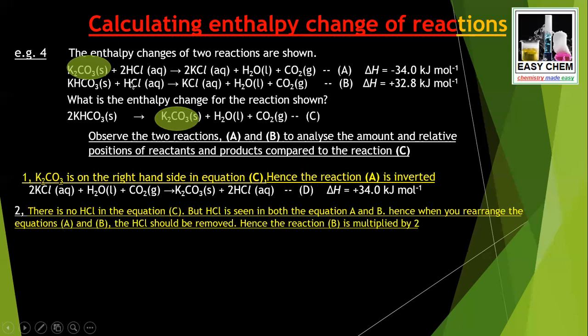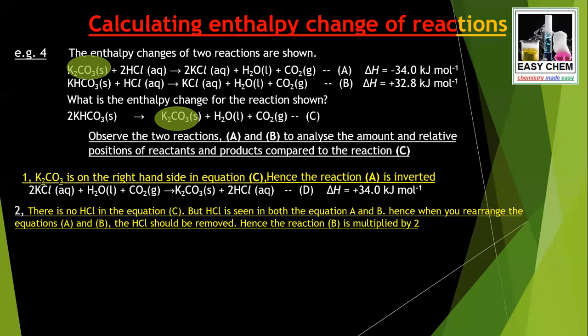And second one, there is no HCl in equation C, but HCl is there in equation A and equation B. No problem, because when you invert this equation A, HCl goes to the right-hand side. And in the equation B, HCl is on the left-hand side, so HCl will cancel out. But when you invert A, 2 HCl go to the right-hand side. But in equation B, we have 1 HCl.